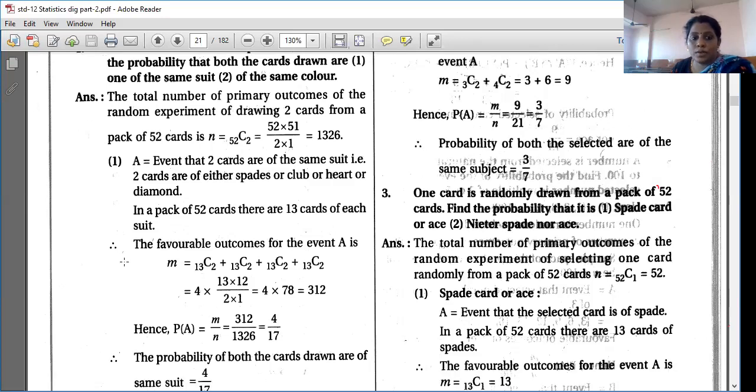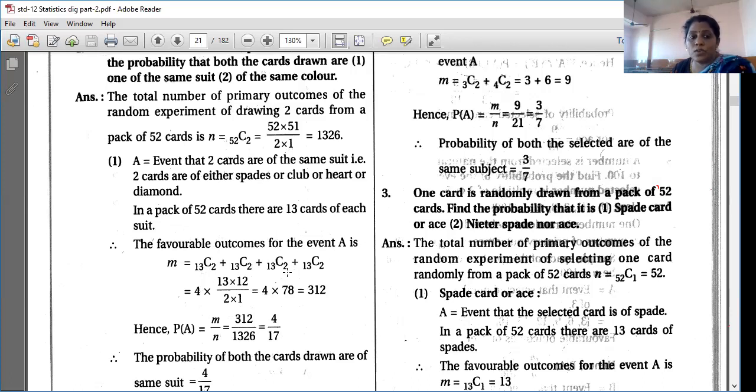Now two cards are of the same suit. Then m equal to how many in one design? How many cards are there? 13 cards and four designs. So four times you have to write 13C2 plus 13C2 plus 13C2 plus 13C2.